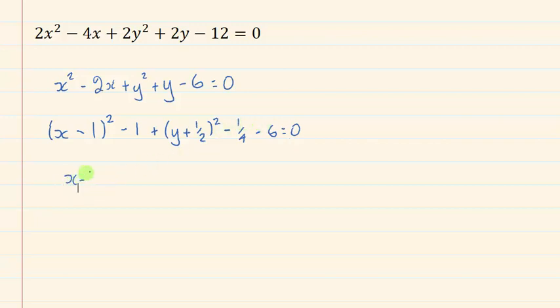So putting that together, I've got x minus 1 all squared plus y plus a half all squared, and then that 29 quarters I'm going to add to both sides. So I've got 29 over 4. This is now in a form where I can see the centre and radius.